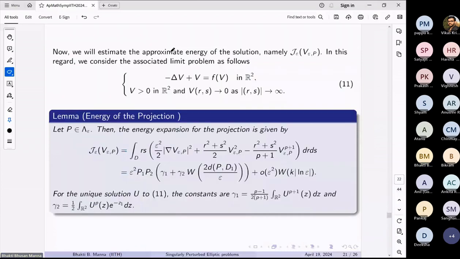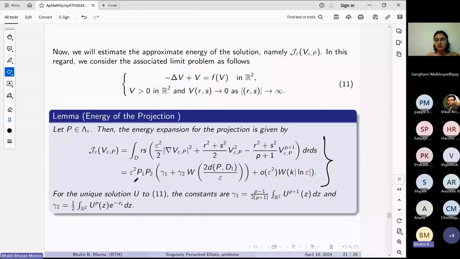Yeah. So now my energy functional takes this form. Okay. And if we see this, this is my energy which is coming from this projection. And if I calculate carefully, these are constants. You see, this energy is now becoming a function of only P and D1, this distance.